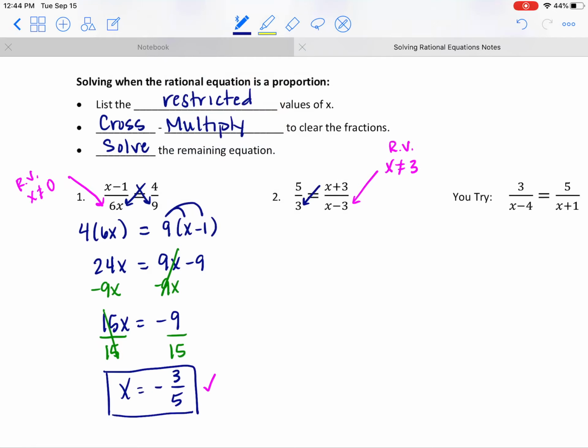So if we cross multiply here, 3 is going to have to distribute to x plus 3. And then if I cross multiply here, 5 is going to have to distribute to x minus 3. And again, those cross products have to be equal. So we have 3x plus 9 on one side equal to 5x minus 15 on the other side.